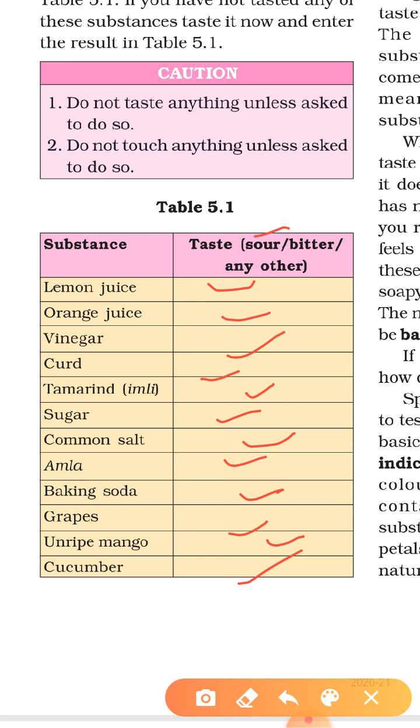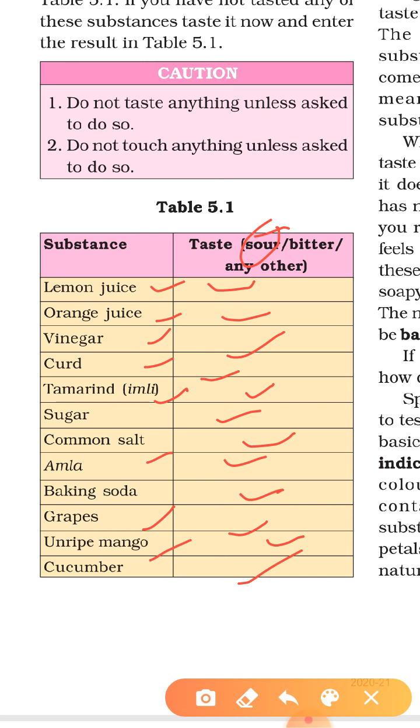So the substances which are sour in taste are known as acids. So what are acids here? Lemon, orange, vinegar, curd, tamarind, amla, grapes and unripe mango. These are acids.